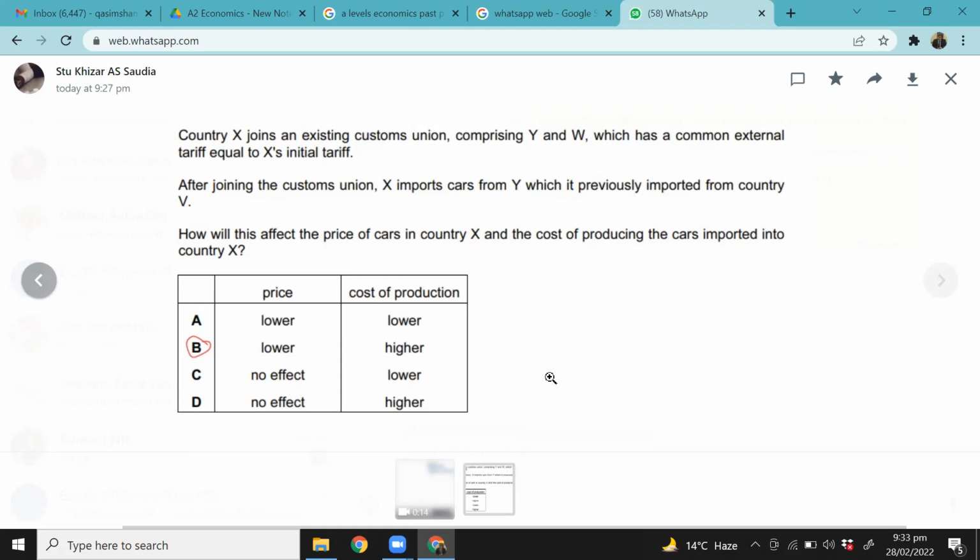So after joining the customs union, X starts importing cars from Y, which previously it imported from country V. How will this affect the price of cars in country X and the cost of producing cars imported into country X?